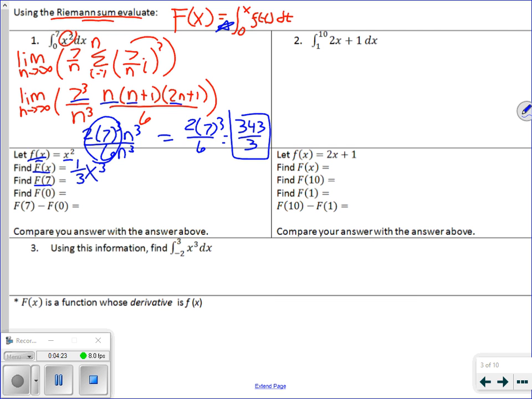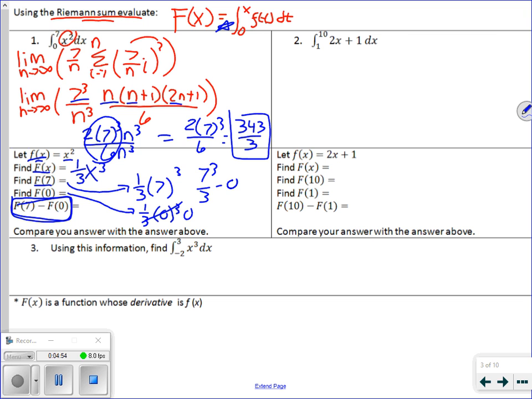Now, that's the integral of x squared. So now let's figure out capital F of 7. So what happens if I plug 7 into that? That's 1/3 times 7 cubed. And what happens if I plug 0 into that? That is 1/3 times 0 cubed, or just 0. And then what happens if I were to subtract those two? What happens if I do this operation here? It would be 7 cubed over 3 minus 0, which if you do this in the calculator is 343 over 3.